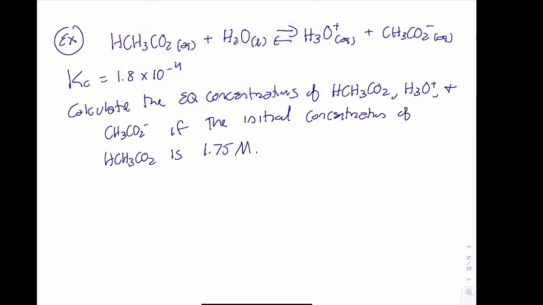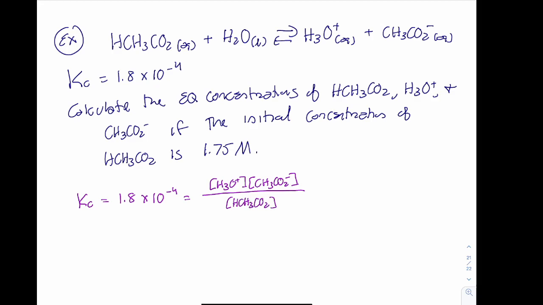Alrighty. So I'm going to write my equilibrium constant expression first. You could set up the ICE table first. Really, that order doesn't matter. I do know that my equilibrium constant, which is equal to 1.8 times 10 to the negative fourth, is equal to the concentration of my products. So hydronium ions multiplied by the concentration of acetate ions, both raised to the first power because there's 1 mole of each. And then that's going to be over the concentration of acetic acid.